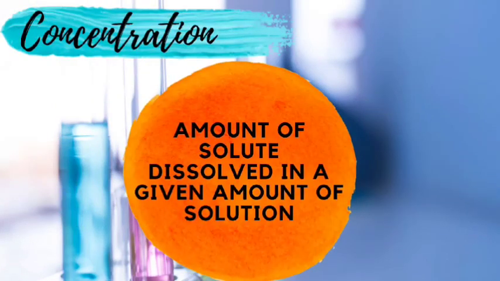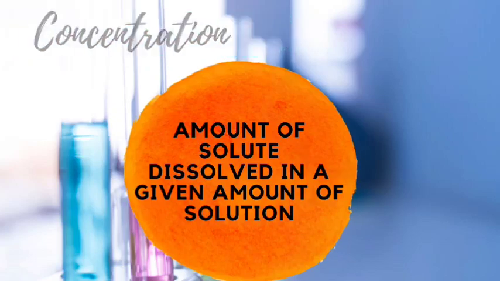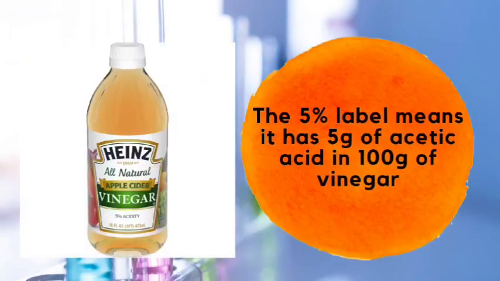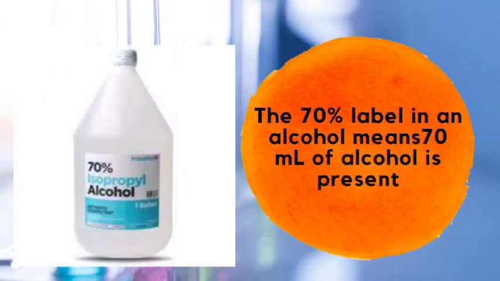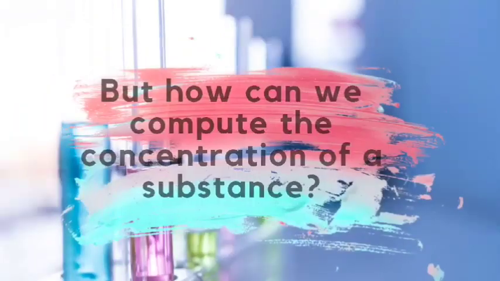We define concentration as the amount of solute dissolved in a given amount of solution. So here's an example. In the illustration, we have the vinegar. So the 5% label means it has 5 gram of acetic acid in 100 gram of vinegar. Another example is the alcohol. The 70% label in an alcohol means 70 milliliter of alcohol is present.